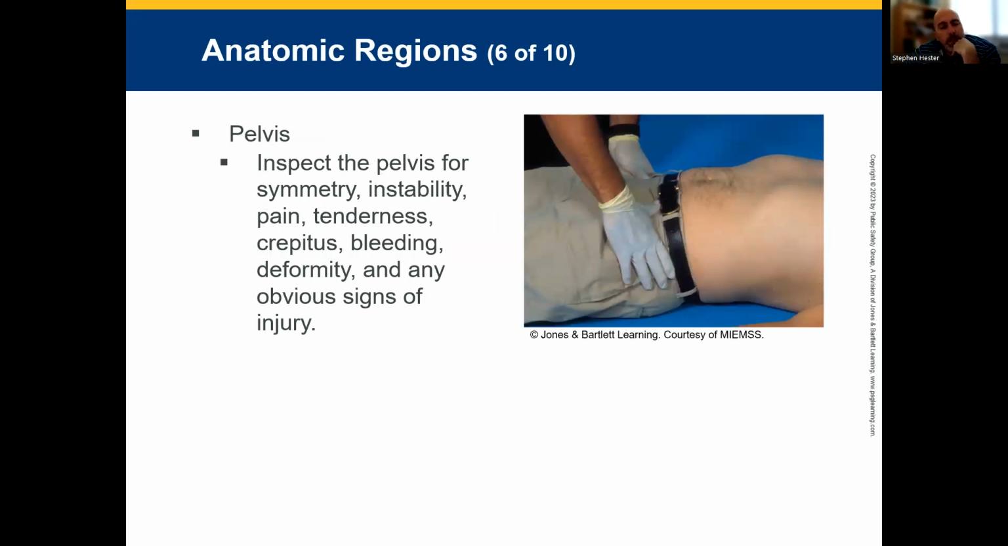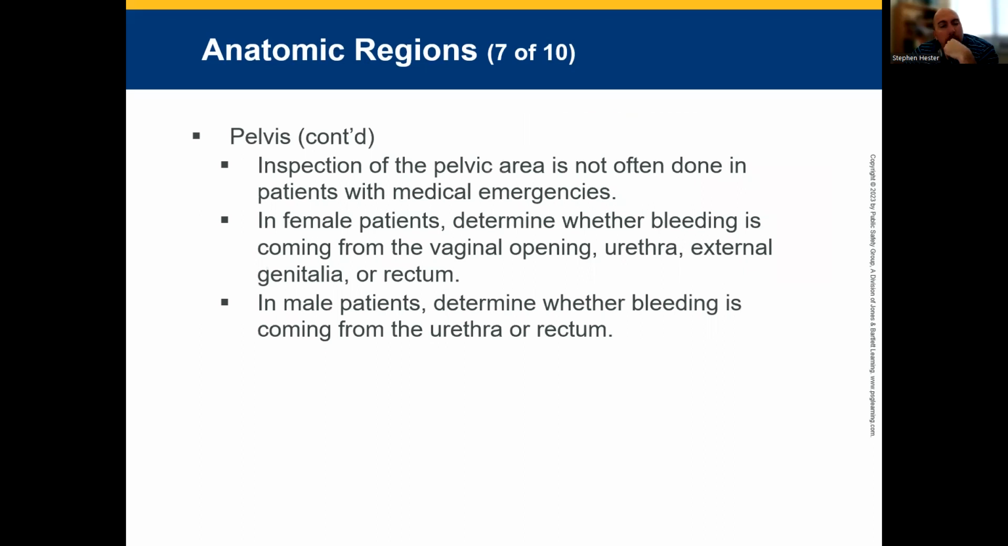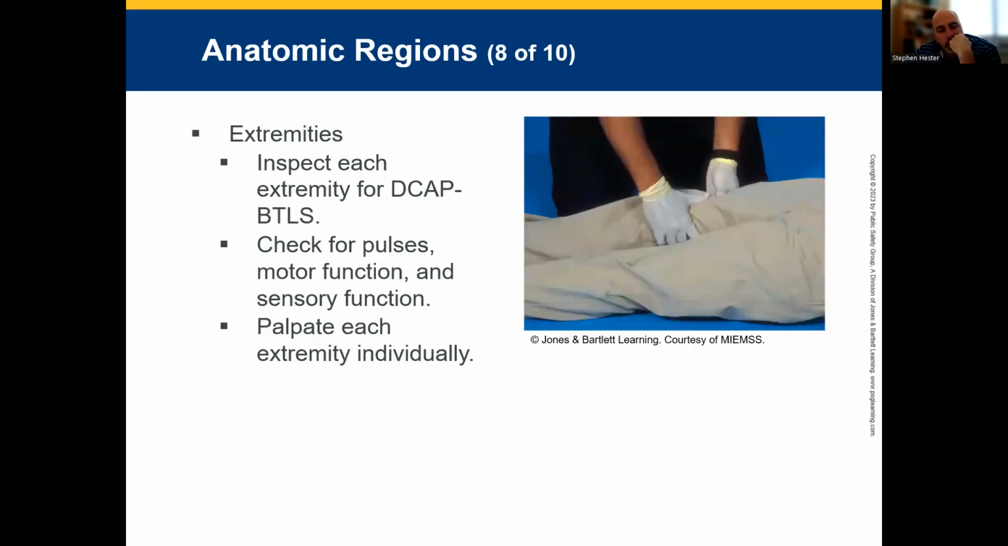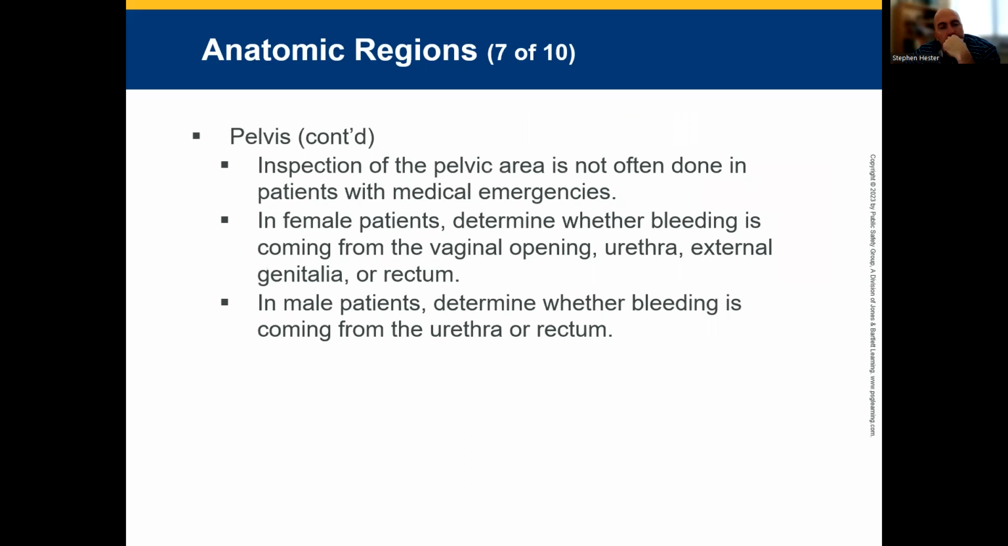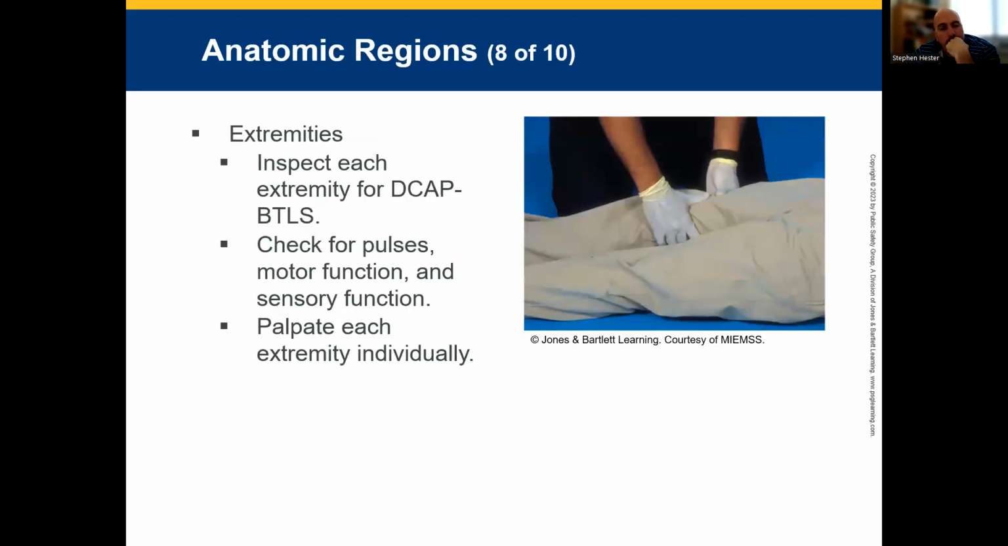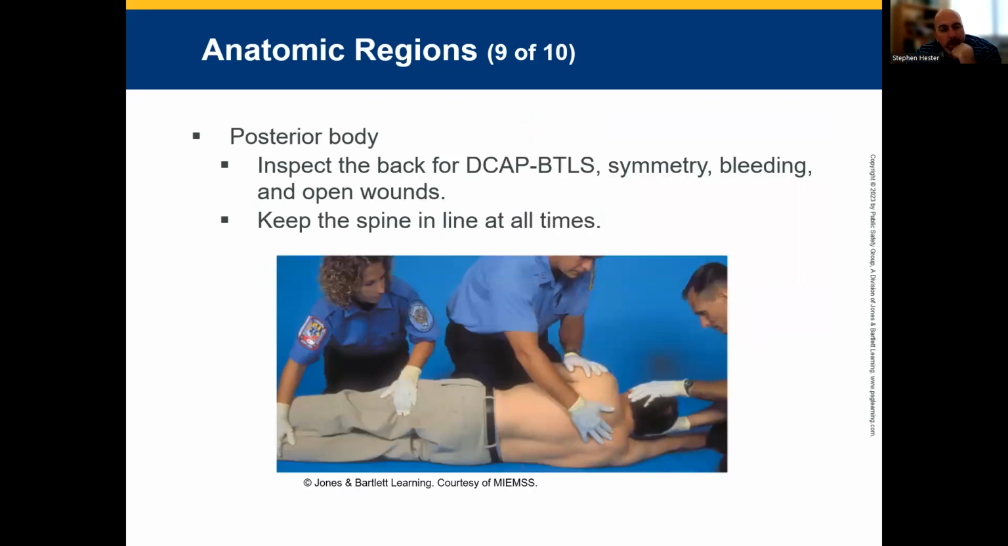All right, check the pelvis, make sure it's symmetrical, stable, possibly any tenderness and bleeding or crepitus, deformity in that area. It's usually not done in medical patients. We want to look for external bleeding in these areas, possibly, and where it may be coming from. All right, DCAP-BTLS on the extremities. Check for pulses, motor function, sensory function. Palpate each one individually. Expose them if needed. Then we want to check the back for the same thing.